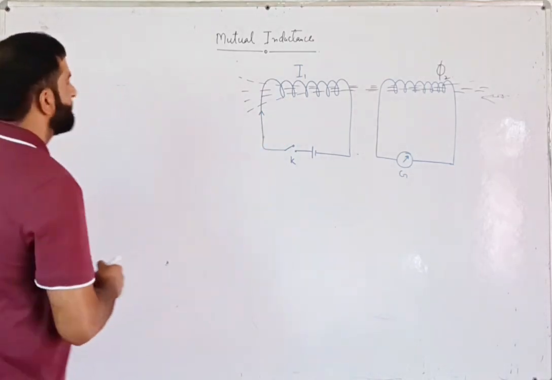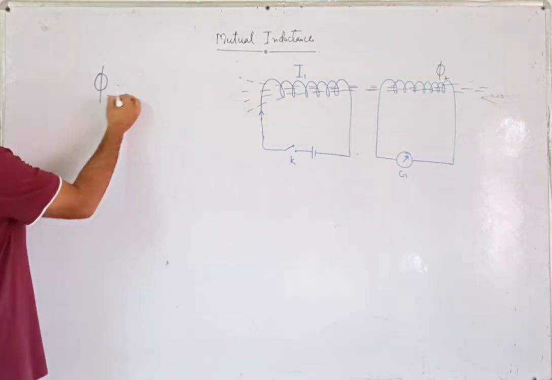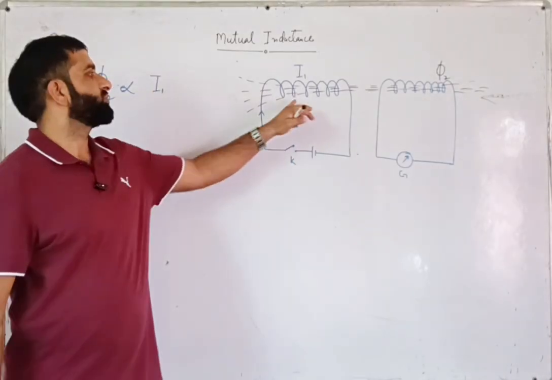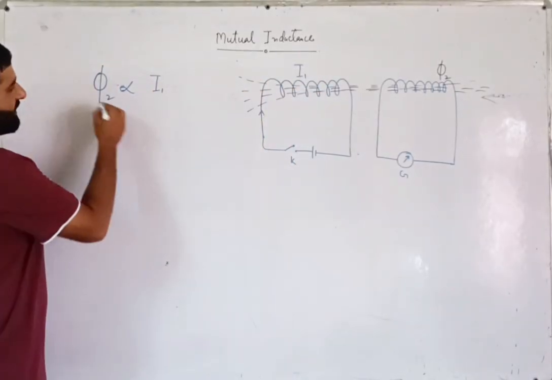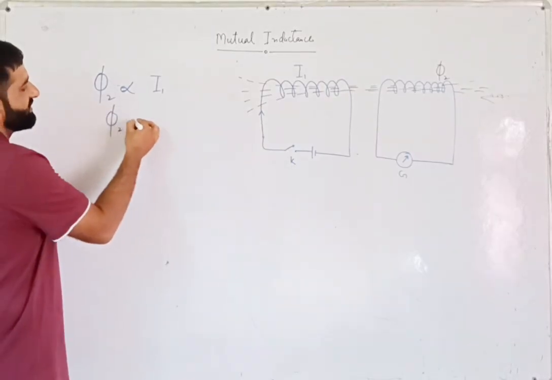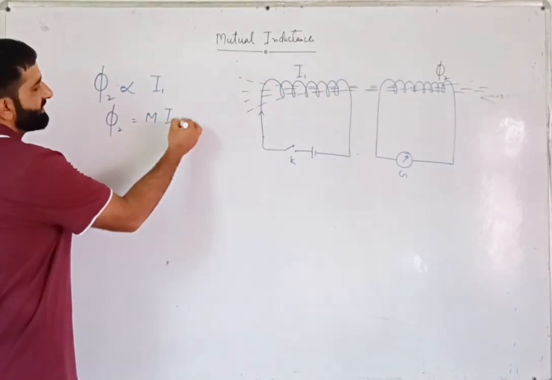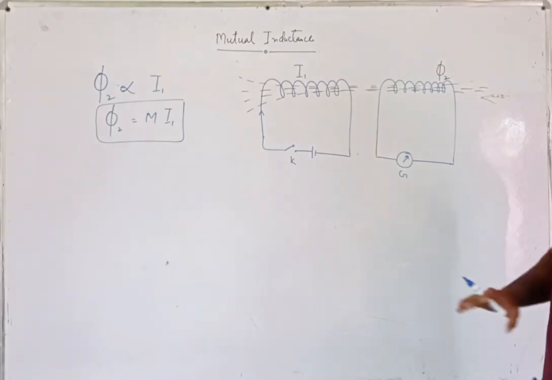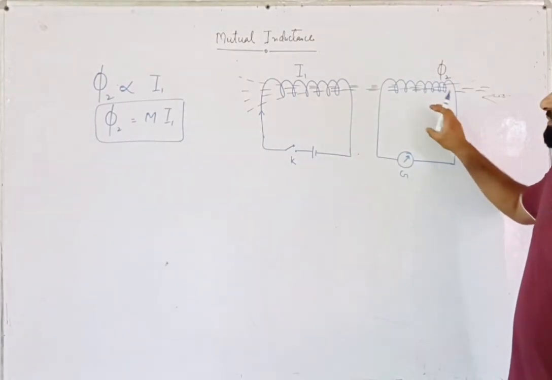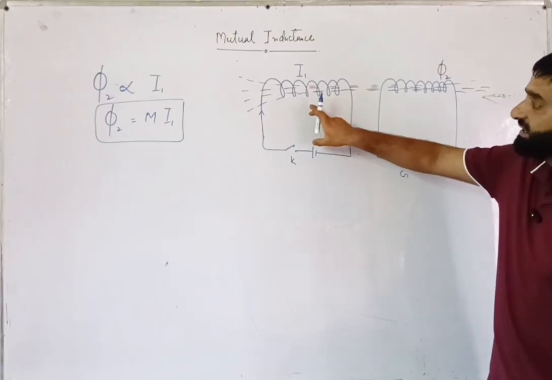Here phi 2, the flux produced in the second coil, is directly proportional to the current passing through coil number 1, that is I1. To remove this proportionality, we introduce a constant of proportionality, the coefficient of mutual inductance, that is M. Also, the back EMF produced in this coil is directly proportional to the rate of change of current in the other coil.